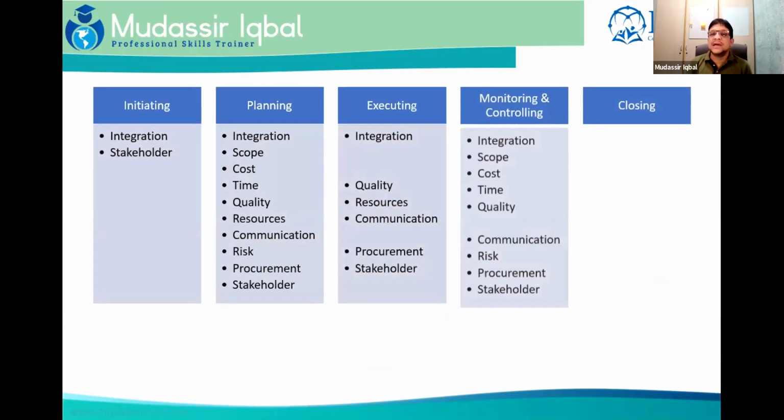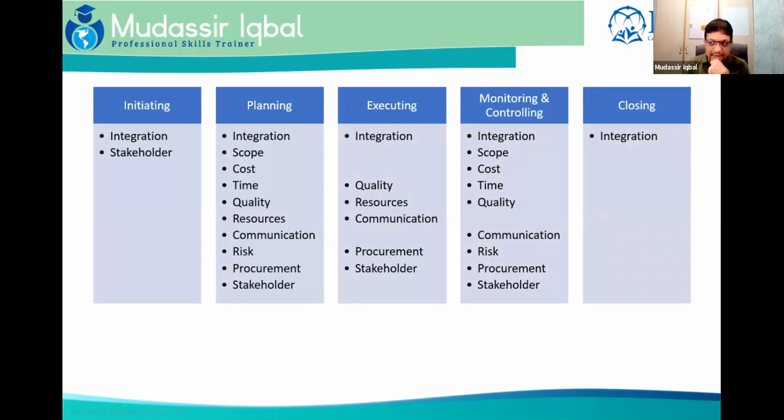Now you can see this is a small relationship diagram between the process groups and the knowledge areas. A process group is a logical grouping of project management ITTOs. The initiating process group is to define a new project, and planning is to establish the scope of the project. And you can see there is one knowledge area, integration, which is part of all the process groups.